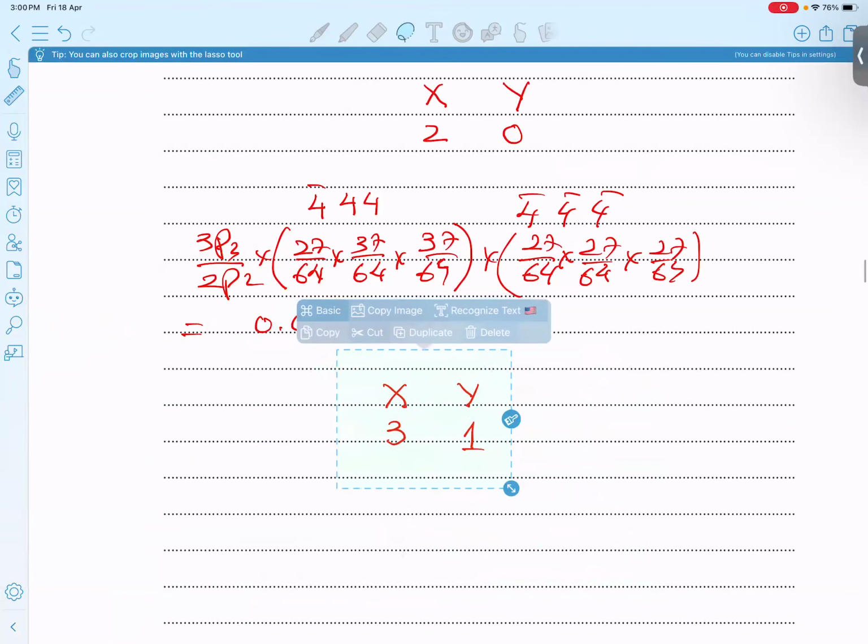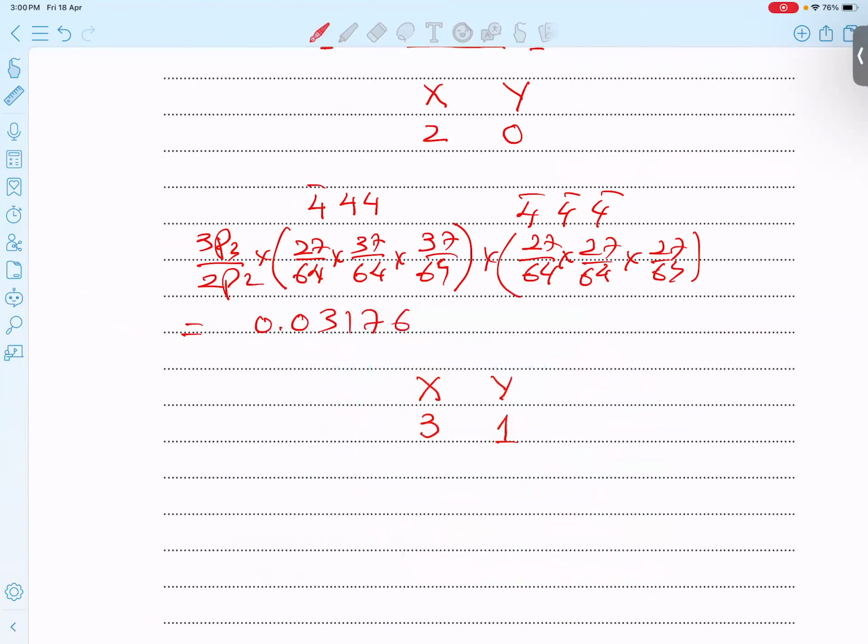Now, second situation, when we have 3 and 1. Students, 3, 1 means he gets a 4 in all 3 turns. So I'm writing here 4, 4, 4. This has 3 turns. And how to write it? 37 over 64, 37 over 64, 37 over 64. This is done.